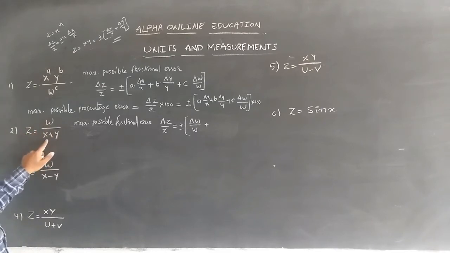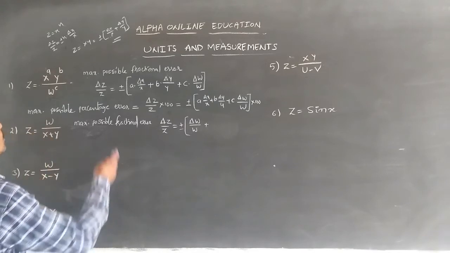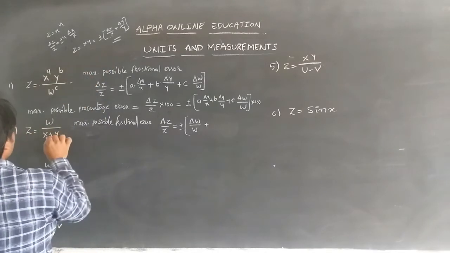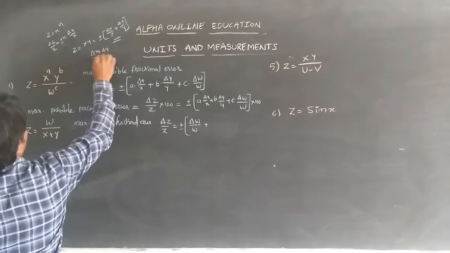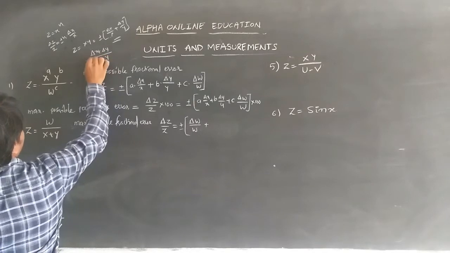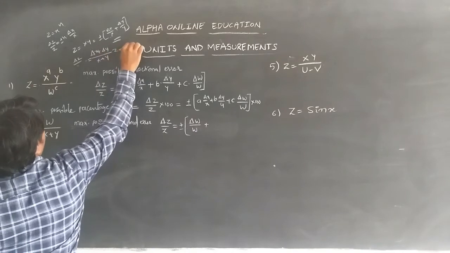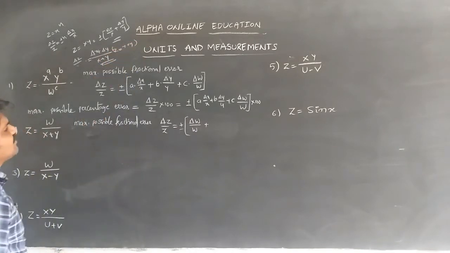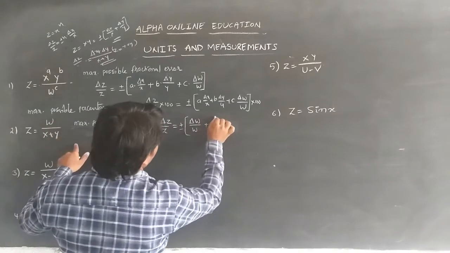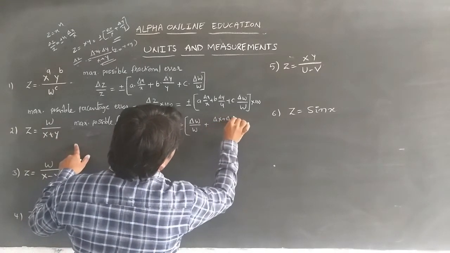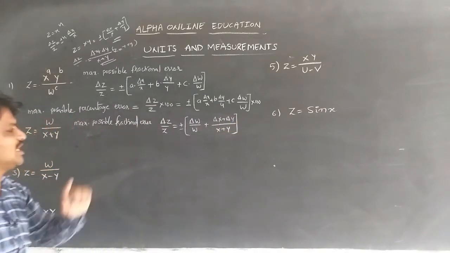Here we have x plus y, a combination of division with addition. In the case of addition, when z is equal to x plus y, we got delta x plus delta y by x plus y. So for x plus y, even if it comes in the denominator, we can write delta x plus delta y by x plus y. This is the equation for the maximum possible error.